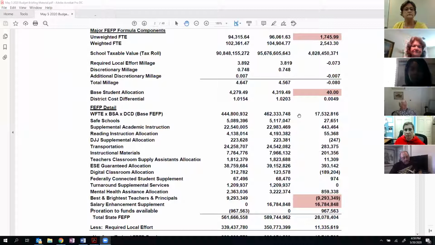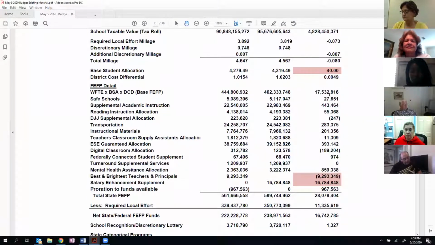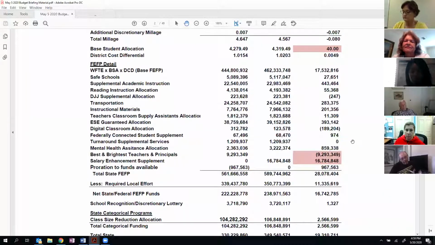So there were a lot of things going on during the session, but they did increase the base student allocation by $40, which was a wonderful increase, one that we haven't seen in a while. So that increased our overall funding about 17 million in the base, which was a really good increase in that area.